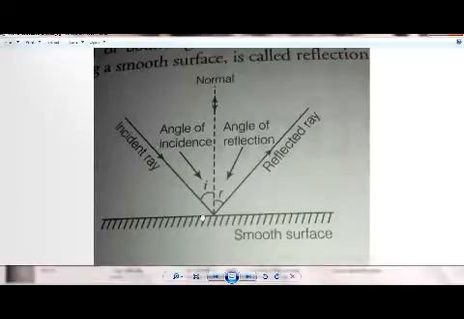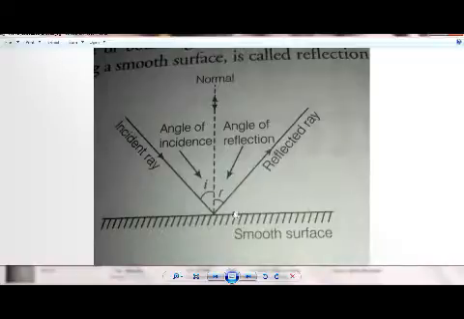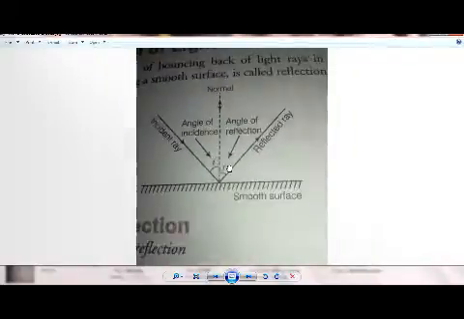So now this is the incident ray, normal ray, reflected ray. The ray of light which strikes the smooth surface is known as the incident ray, and the ray of light which is bounced back from the smooth surface is known as the reflected ray. We draw the normal ray to measure the angle of incidence and angle of reflection. I think my day is not good today, that's why I'm not able to explain it properly. But I think you are getting my points.